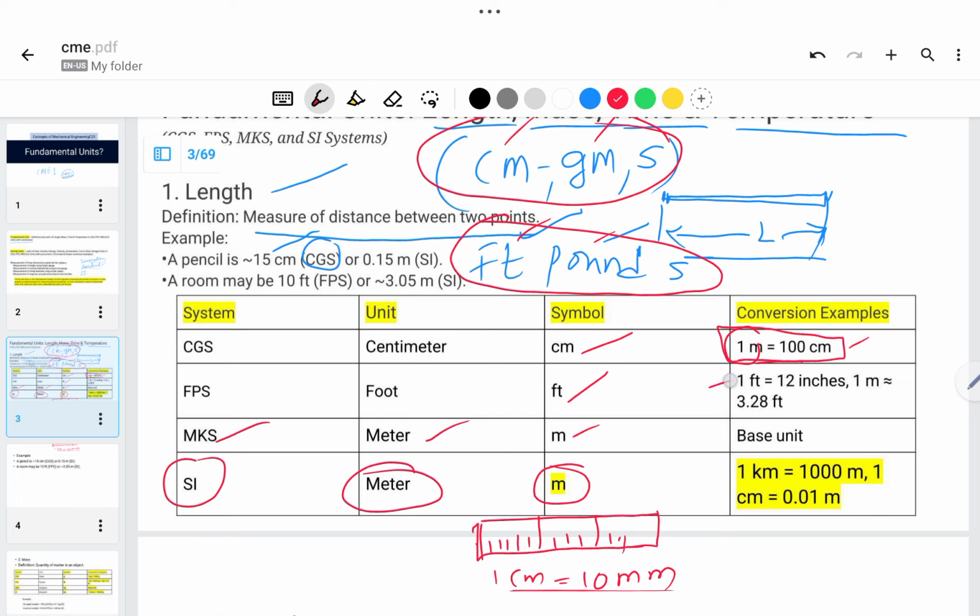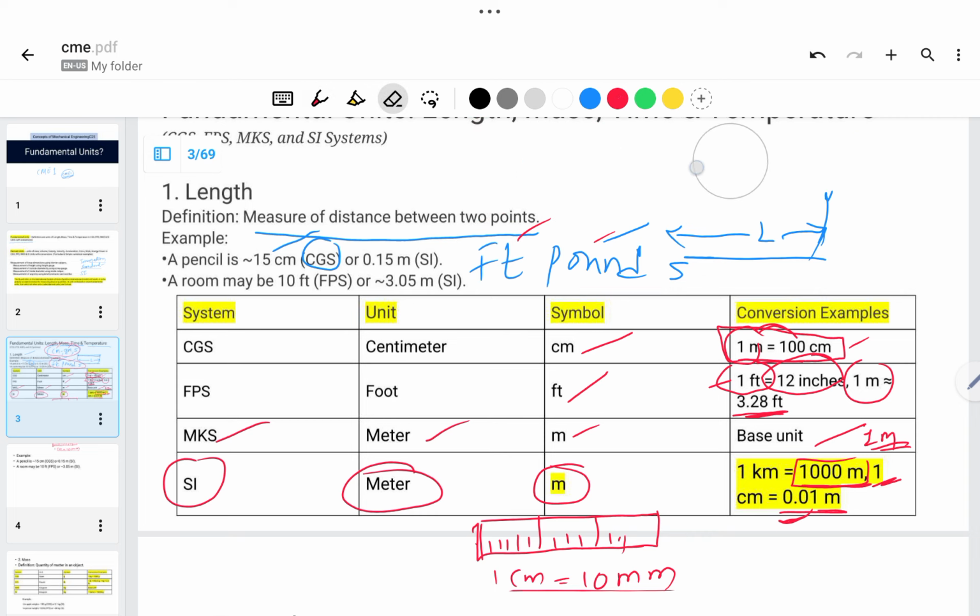So 1 foot is equal to 12 inches, and 1 meter is equal to 3.28 feet. So this is a base unit you are referring to, 1 meter, it is a standard unit. Okay, 1 kilometer is equal to 1000 meters. When you are measuring in terms of kilometer, 1 kilometer is always equal to 1000 meters, and 1 centimeter will be equal to 0.01 meter. So vice versa again here. This is exactly the opposite of this one here. Vice versa you can convert that one.